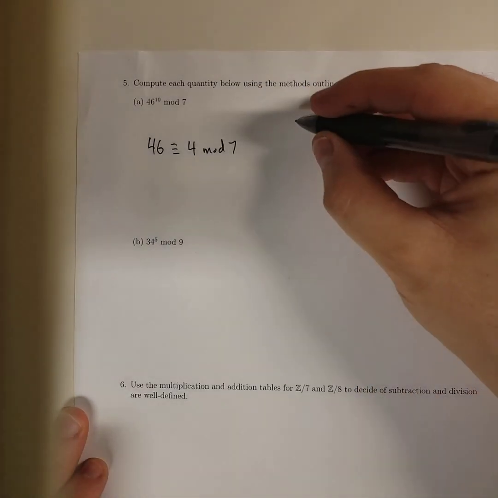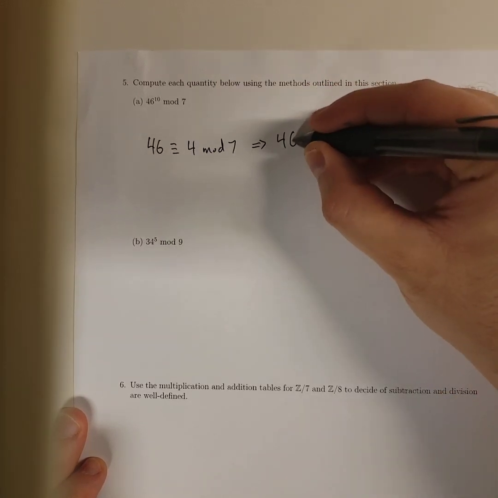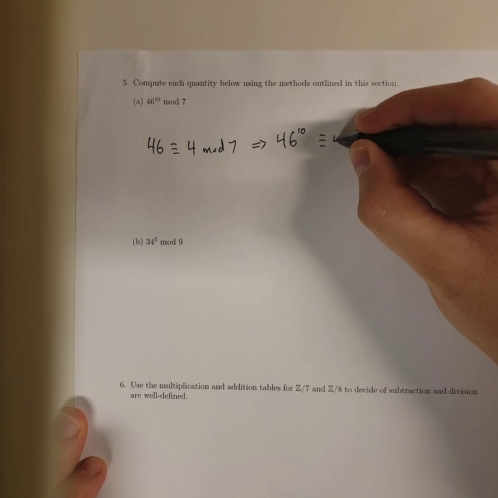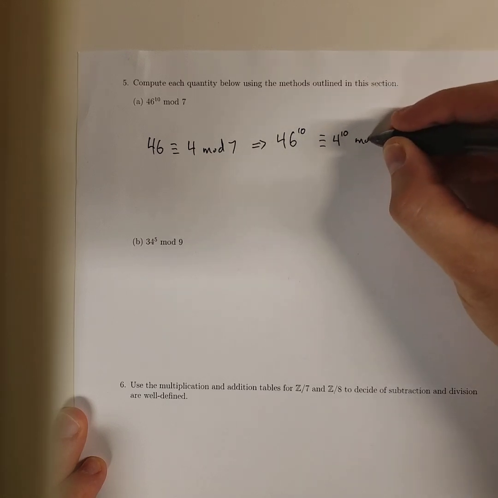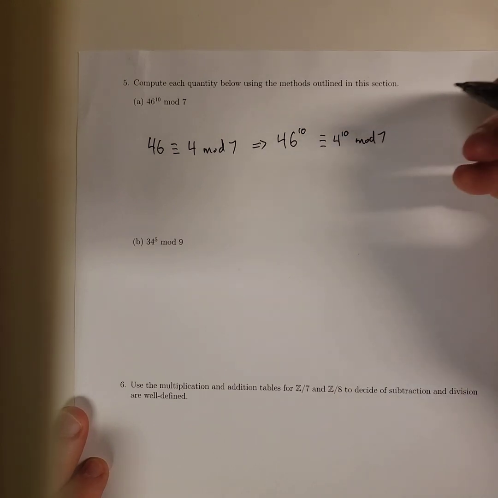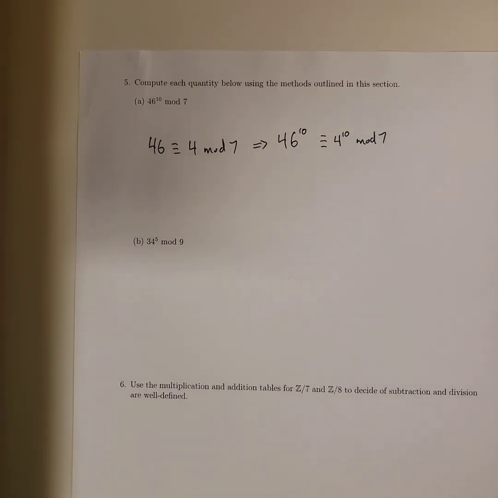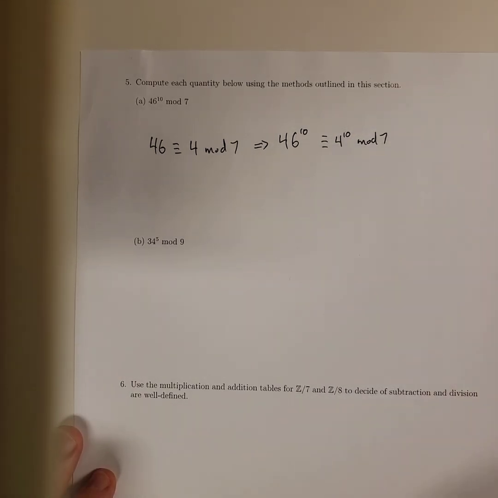So if I take it to the 10th power, it would be the same as taking 4 to the 10th power, mod 7. And let's do some stuff. I could also have called this minus 3 to the 10, but it's not really any better. So we'll stick with 4 to the 10.